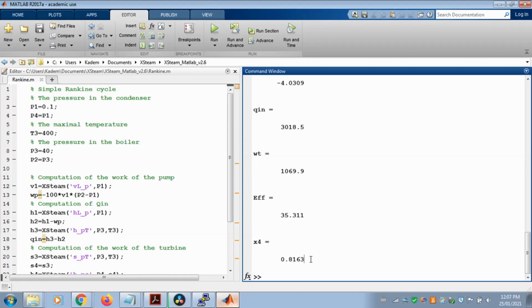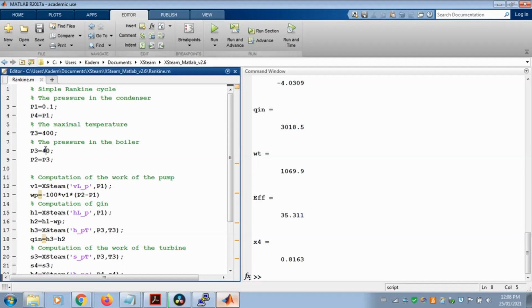So the idea here is that you can see that by just using a function Xtheme, you can solve your problem rapidly, and you can solve it for different inputs, okay? In an ideal case, you would take, let's say, different values of maximal temperature and maximal pressure in the boiler, and then you would have a plot of thermal efficiency as a function of the different values of temperature and pressure and so on, okay? The last thing I would like to show you here is the impact of the pressure in the work of the pump, okay?